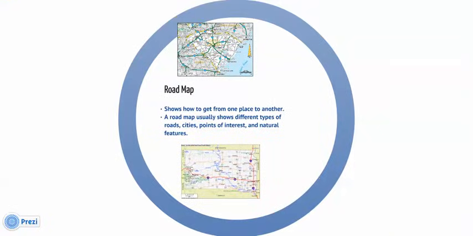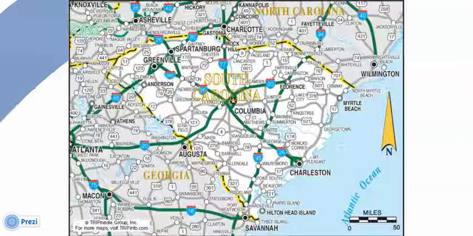Alright, the next type of map is probably the one you're most familiar with. They're road maps. So they show how to get from one place to another. And a road map usually shows different types of roads like highways or interstates. They'll show the different cities, points of interest, so usually it's tourists that are using maps, and some natural features. Let's take a couple of looks. This one is the state of South Carolina. So if I were looking to get from Columbia to Florence, I could take Interstate 20 right here, and that's indicated in this road map.